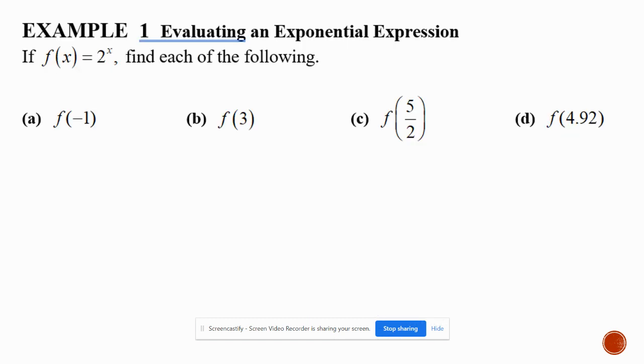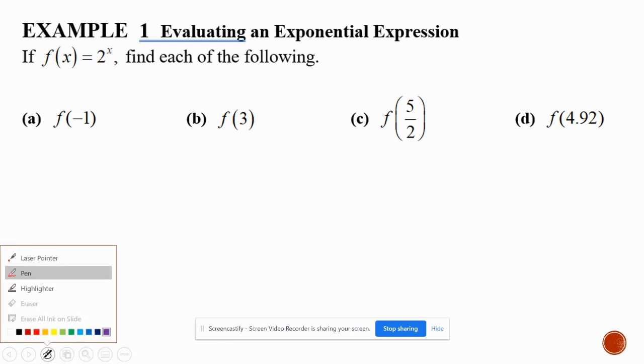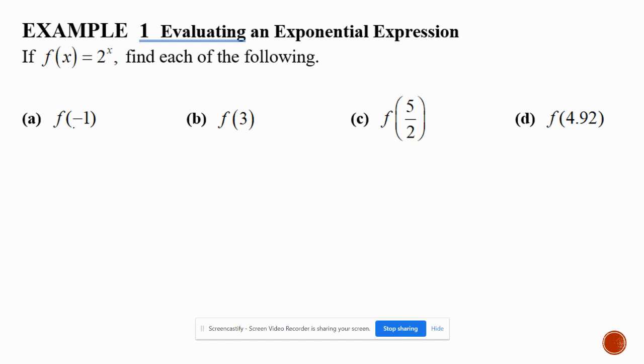Starting with evaluating. Remember, evaluating means finding an answer. So I'm substituting -1 in for x to make this 2 to the negative first power. You can do this either in your head or in your calculator. Remember, the job of the negative is to take our base, which is 2, and find the reciprocal or flip it, which is 1/2.